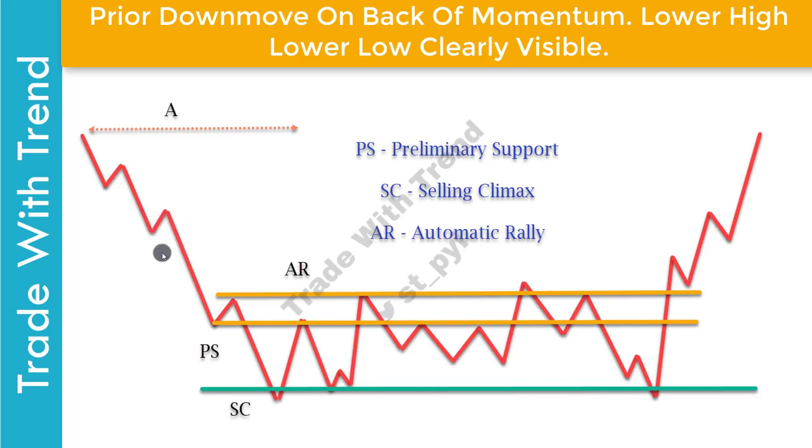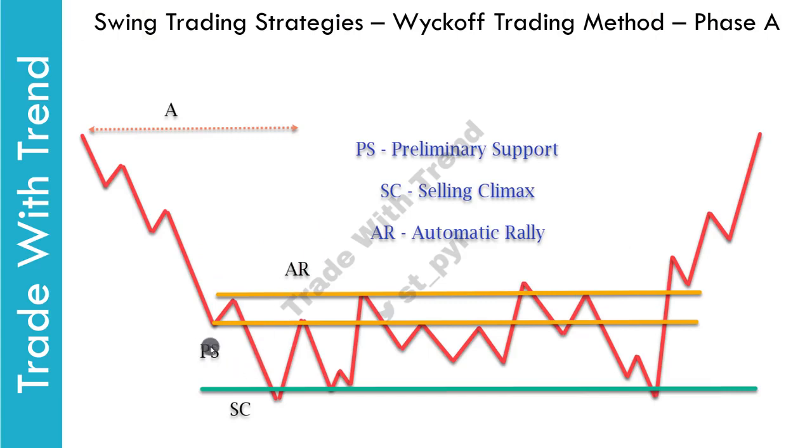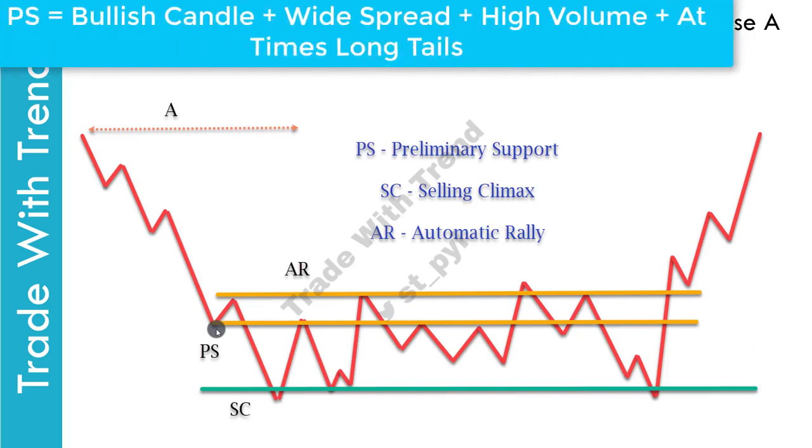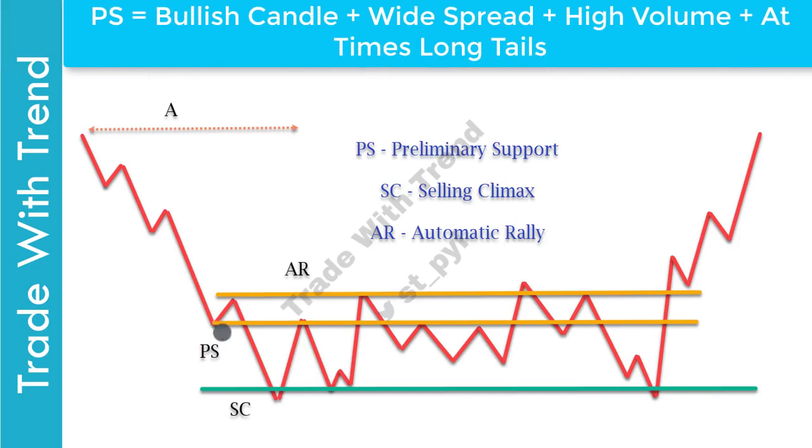During this phase, the first sign of preliminary support shows up, marked as PS. Now PS means preliminary support. I will be using this term throughout the video. This support is typically in the form of a bullish candle that is high on volume and has a wide spread. Candles during the PS phase usually have long tails. So this is the first sign that the down move may be ending.